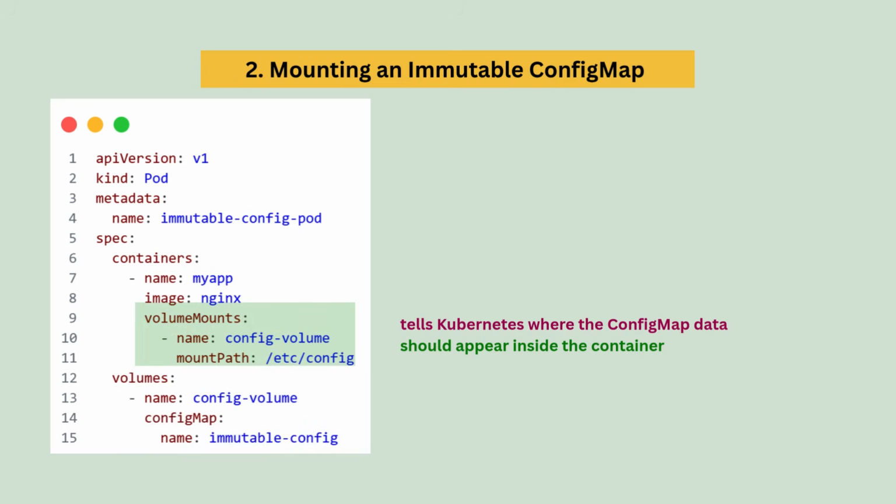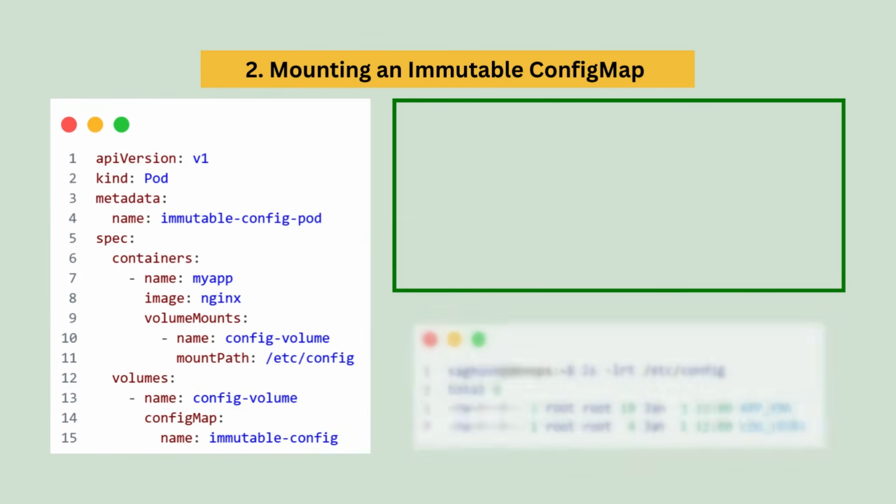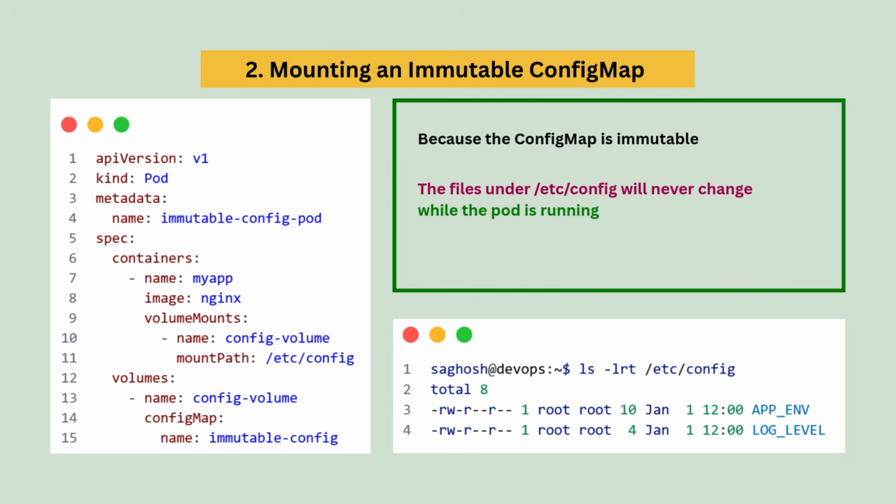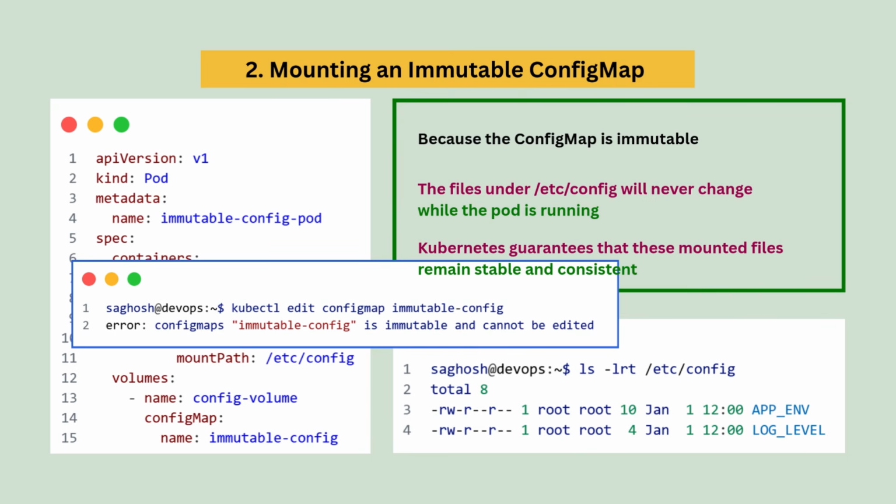Then this container section tells Kubernetes where the config map data should appear inside the container. Because the config map is immutable, the files under /etc/config will never change while the pod is running. Kubernetes guarantees that these mounted files remain stable and consistent. So the pod reads all keys from the config map as files at /etc/config, but the config map itself cannot be edited, giving you fixed, unchanging configuration inside the container.